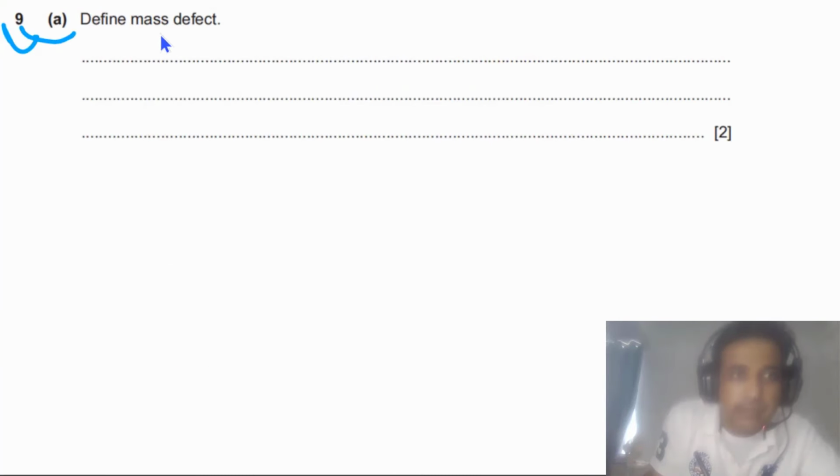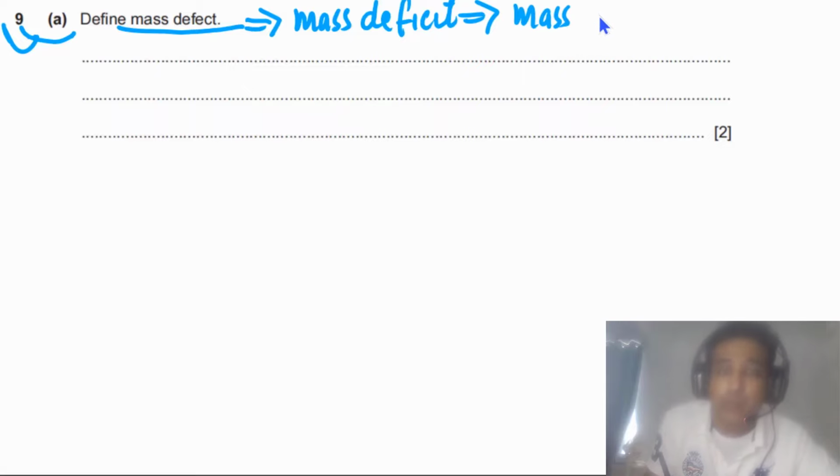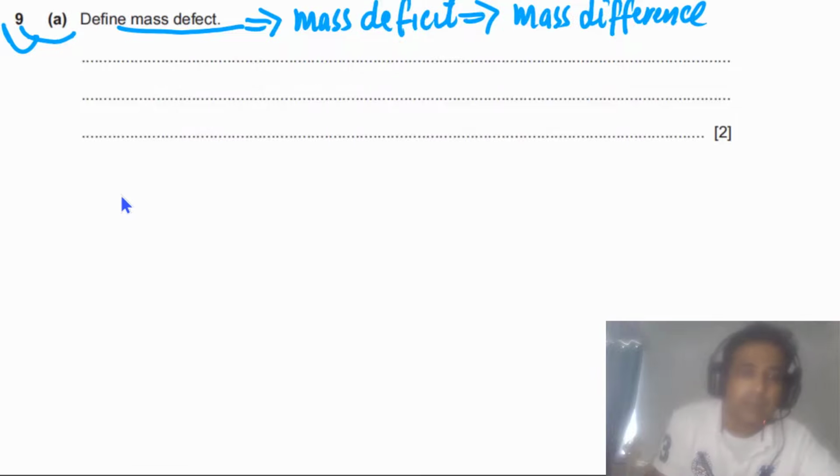Question 9 part A says define mass defect. Mass defect we can also call mass deficit. If you see the term mass deficit, or the term mass difference, it means we are talking about the same quantity. Let's try to understand this one with one simple example. Imagine that we are talking about a helium nucleus. A helium nucleus has 2 protons and 2 neutrons.